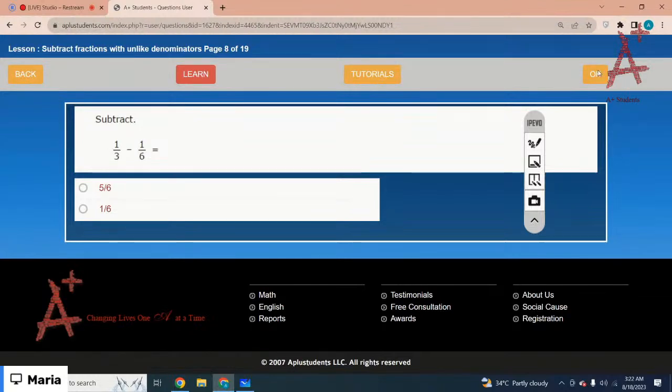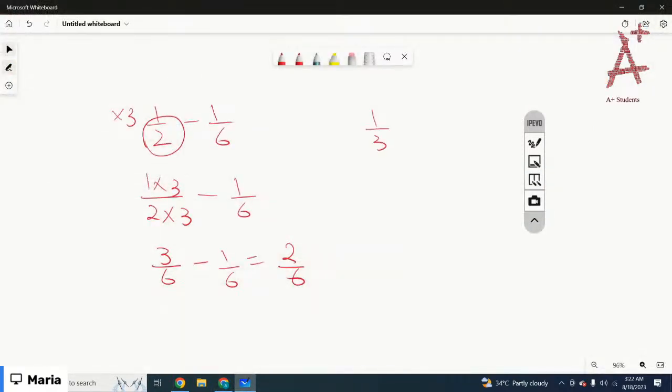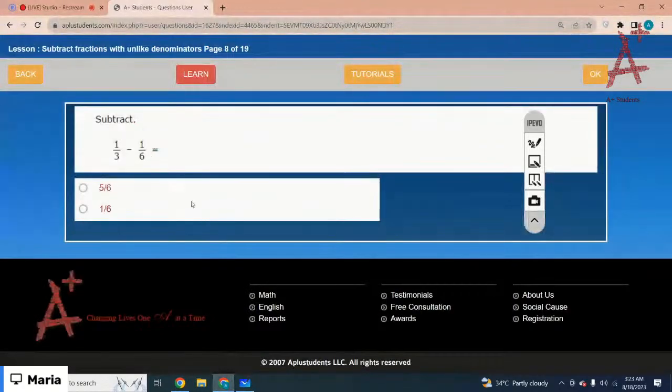The next one is 1 over 3 minus 1 over 6. So 3 times 2 makes 6. So you have to multiply this fraction by 2. So it would be 1 times 2 divided by 3 times 2. So 1 times 2 is 2 and 3 times 2 is 6. It would be 2 over 6 minus 1 over 6. 2 minus 1 is 1. It would be 1 over 6.